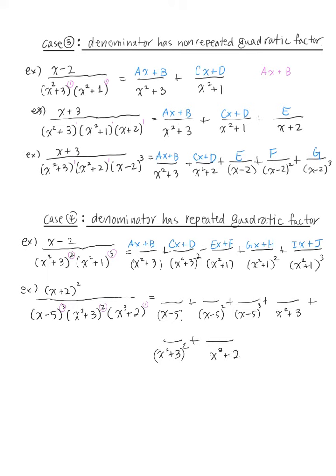Okay, now let's determine what goes on top. So first one is x minus 5. So a constant goes on top. Second copy, third copy, what the heck?